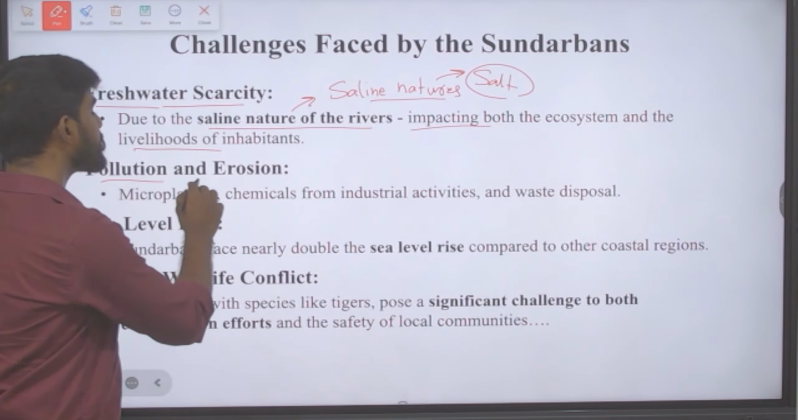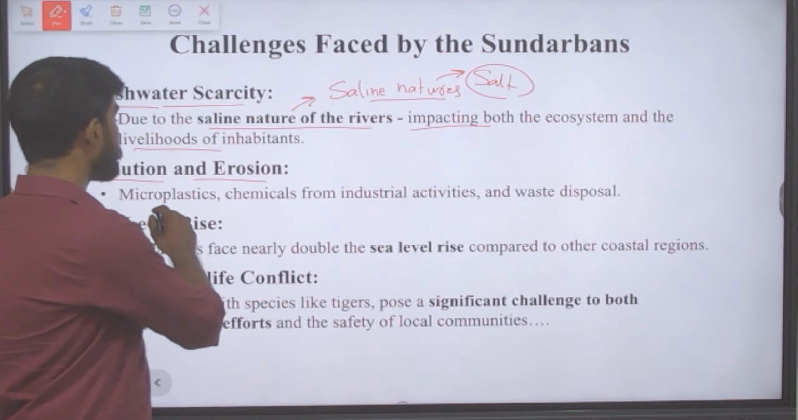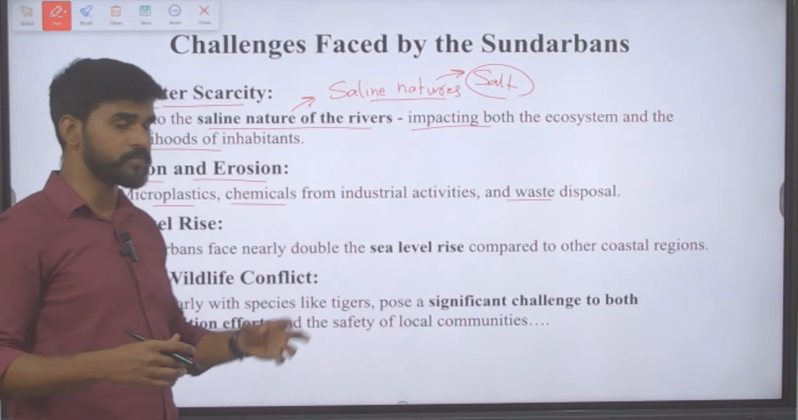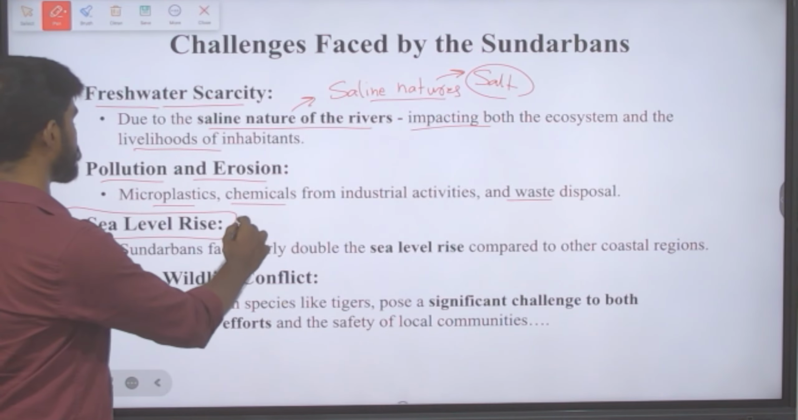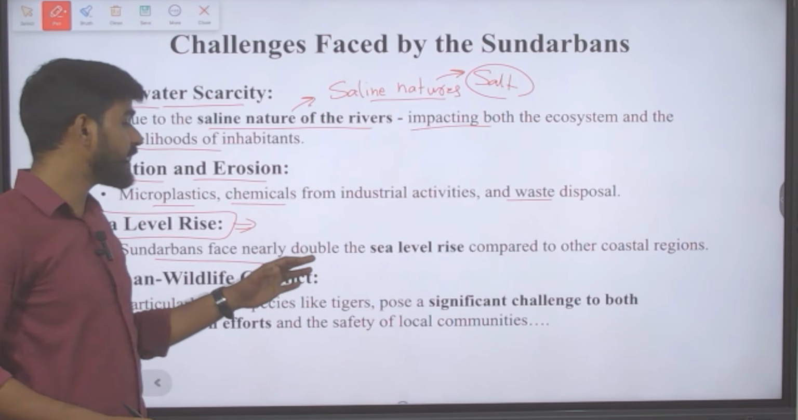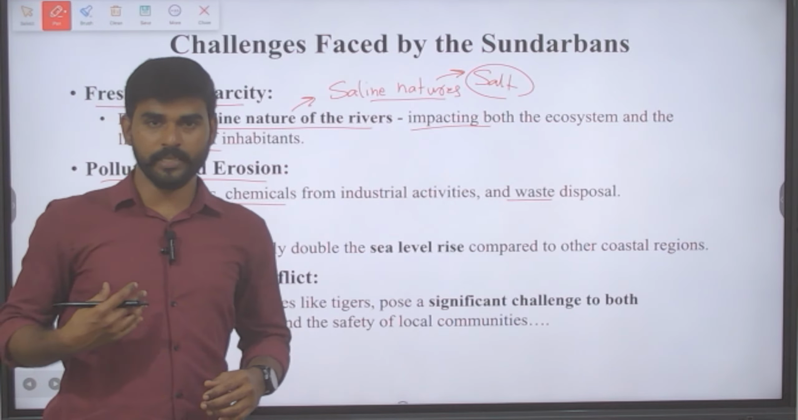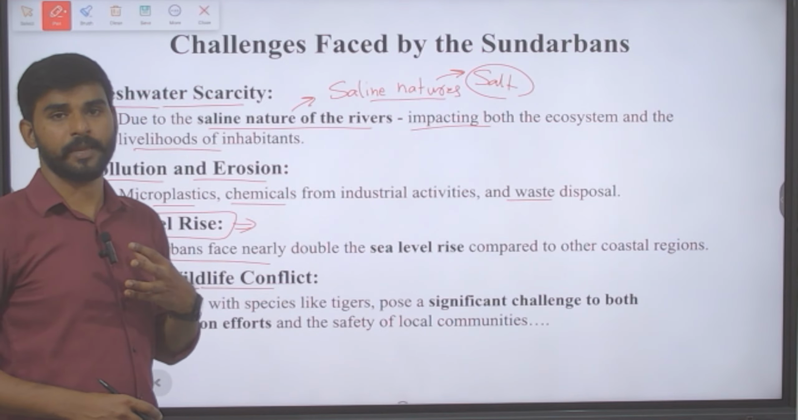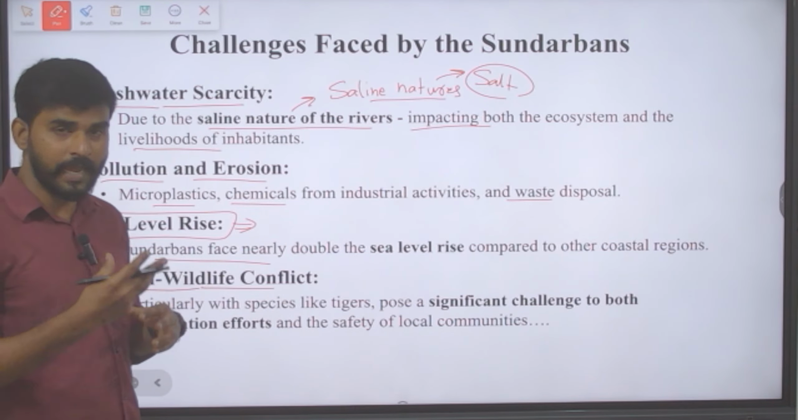Pollution and erosion is yet another problem that is faced by Sundarbans. Microplastics, chemicals from industrial activities and waste disposal, these are all the problems here. And sea level rise is also a major issue. Sundarbans is facing nearly double the sea level rise when compared to other coastal regions of India. And human wildlife conflict is also present in Sundarbans, especially the conflict between tiger and human population.